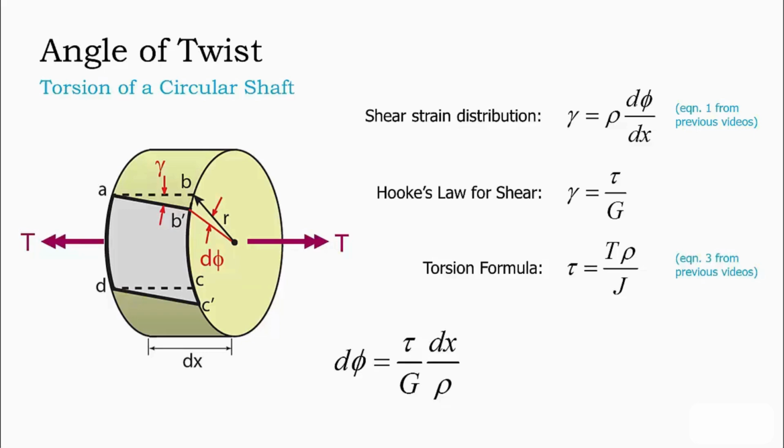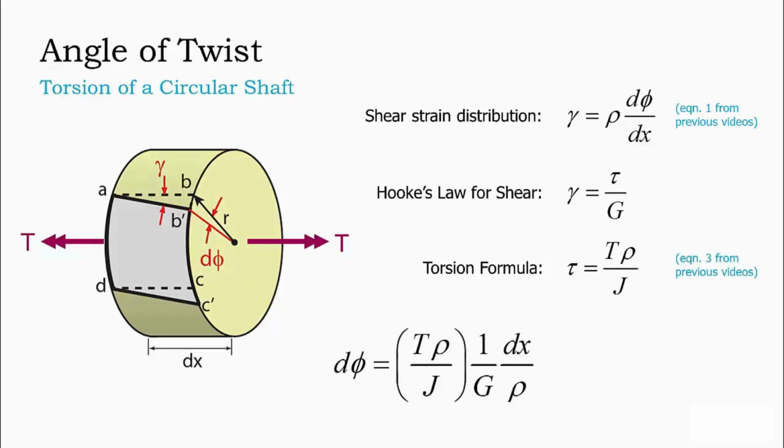Next, we can apply the torsion formula relating stress to the torque derived earlier. Substituting this into the formula below, we obtain an expression for the angle of twist d phi. Collecting terms and simplifying, we can clean up this result a little to obtain the following expression for d phi. Finally, we need to remember that the overall angle of twist for a shaft is the infinite sum, or integration, of all the d phis along the length of the shaft.